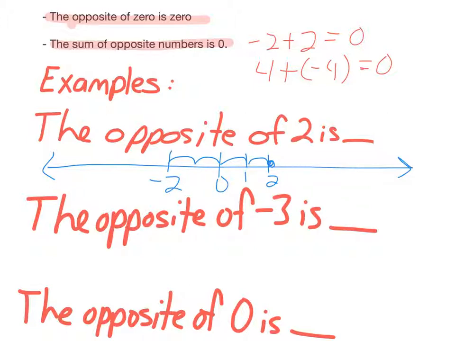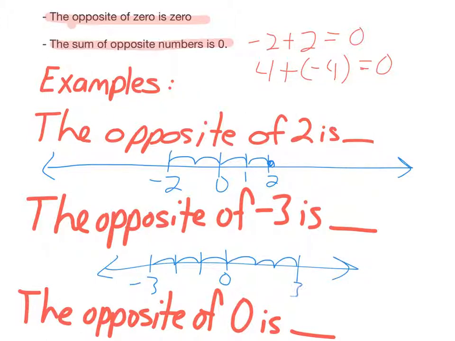Okay, let's look at the next example. The opposite of -3 is, so we find -3 on the number line. 1, 2, 3, -3 is right there. It's 3 spaces from 0. So its opposite is also 3 spaces from 0, just on the other side. So it's going to be 3. The opposite of -3 is 3.